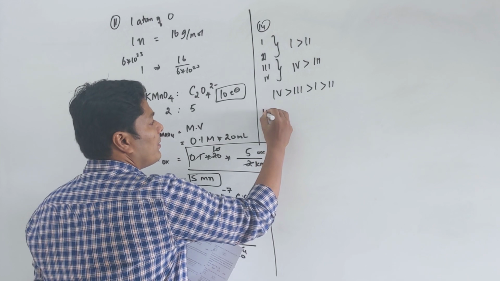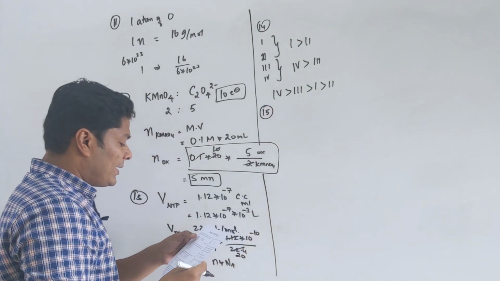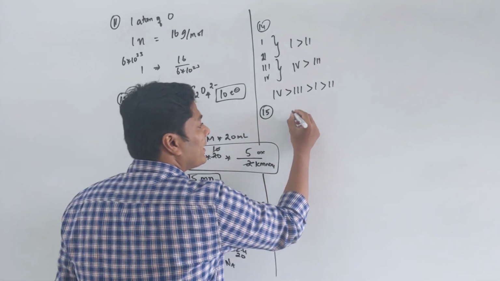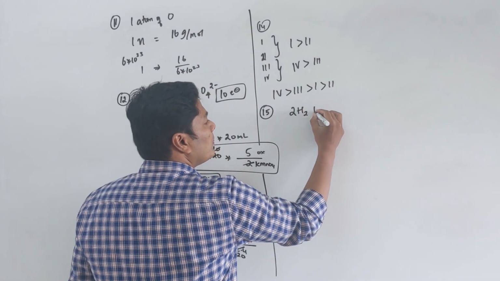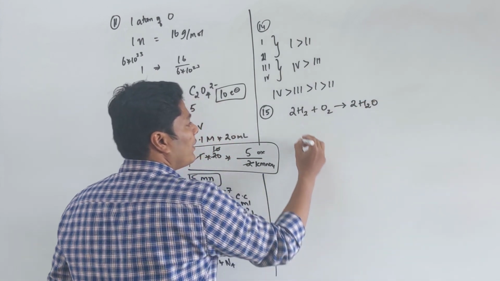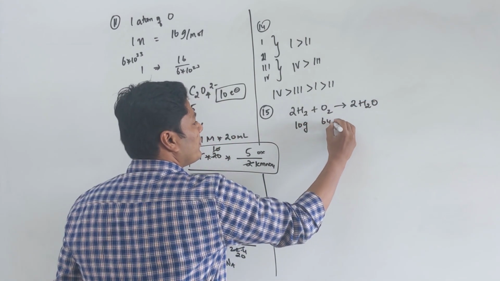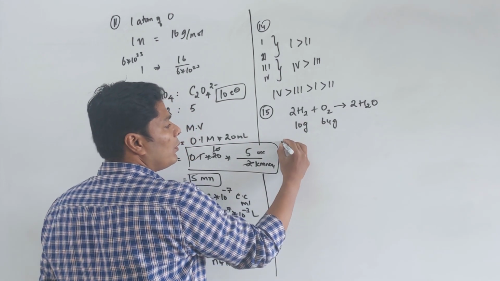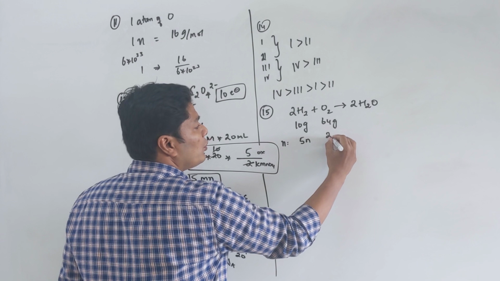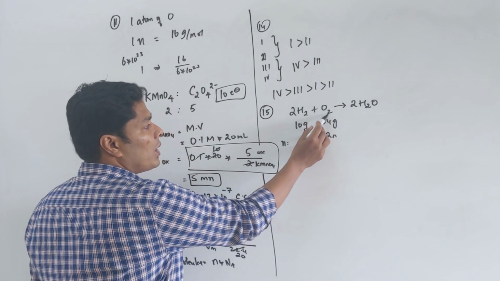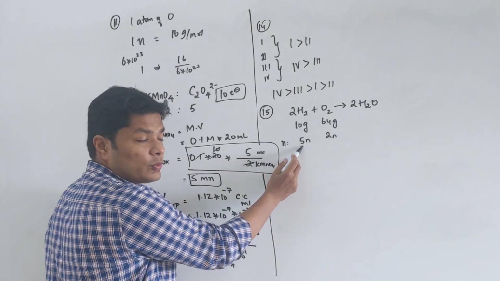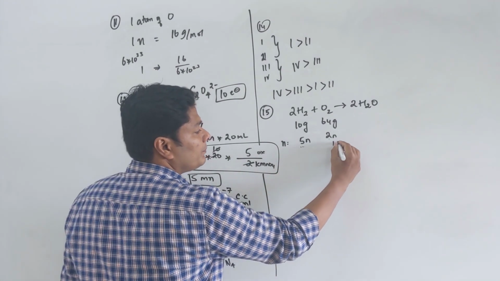Okay, let's look at number 15. 10 grams of hydrogen and 64 grams of oxygen. This is a neat pattern, proper pattern. So 2H2 plus O2 gives 2H2O. They are giving you 10 grams of this and 64 grams of this. So how many moles is it? 10 divided by 2, that will be 5 moles. This will be 2 moles. 1 mole needs 2 mole. 2 mole will need 4 mole. So this is my limiting reagent.